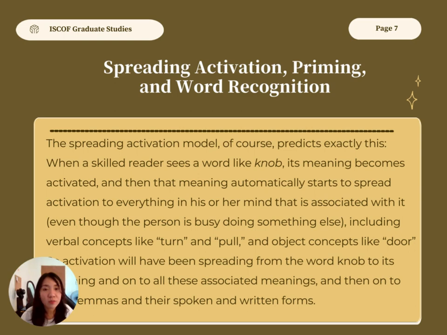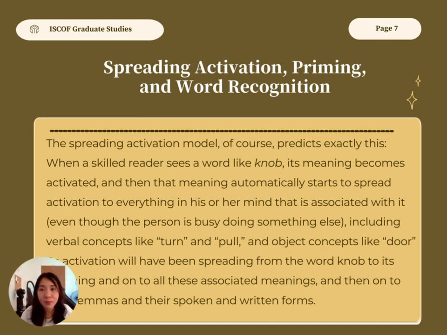The spreading activation model, of course, predicts exactly this. When a skilled reader sees a word like knob, its meaning becomes activated, and then that meaning automatically starts to spread activation to everything in his or her mind that is associated with it, even though the person is busy doing something else, including verbal concepts like turn and pull, and object concepts like door. So activation will have been spreading from the word knob to its meaning and onto all these associated meanings, and then onto their lemmas in their spoken and written forms.